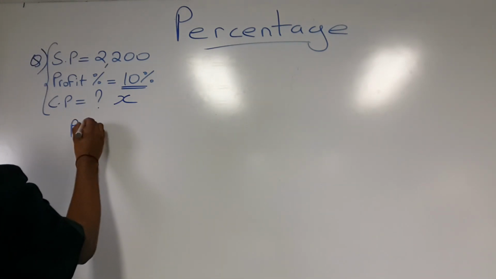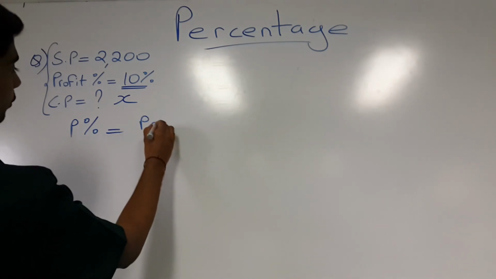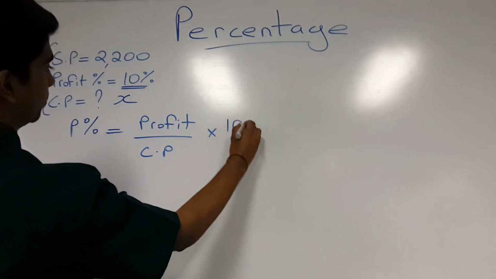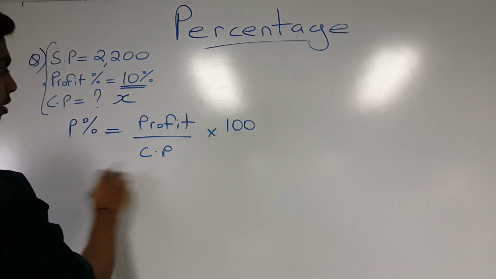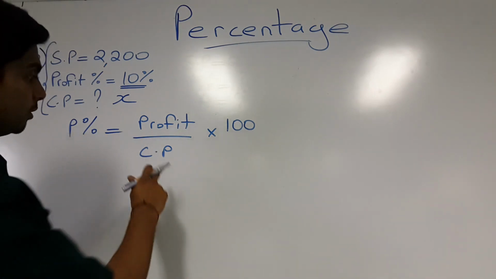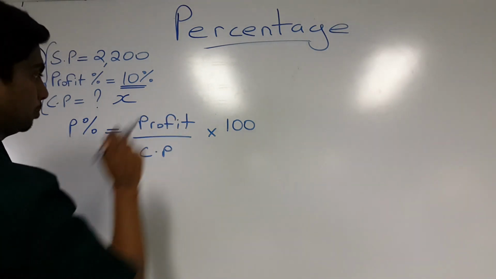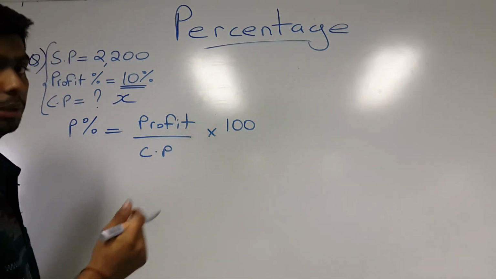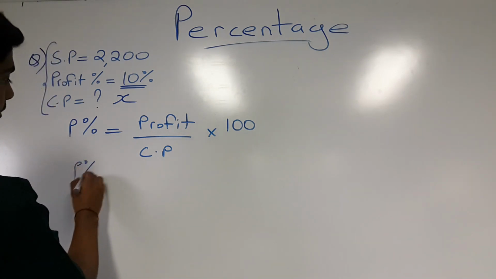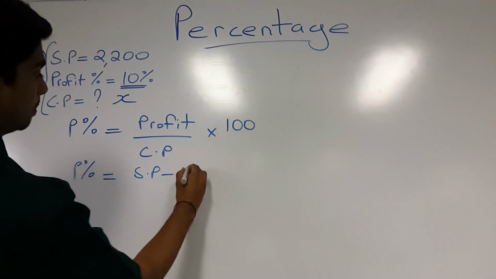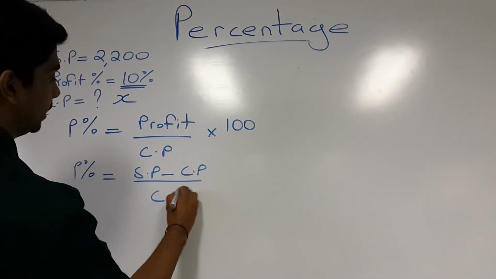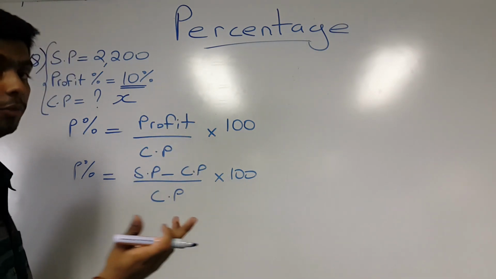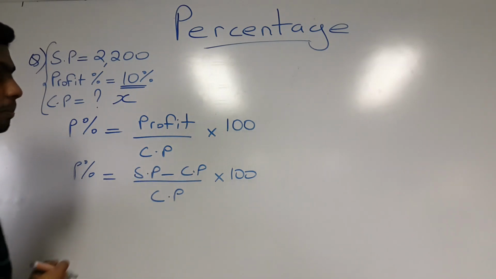From the formulas we know that profit percent equals profit over CP times 100. Now this is the formula of profit percent. Since we have to find CP, we also have to break this profit into something which has CP in it. And we know that profit is SP minus CP. So now the profit percent formula is equal to SP minus CP over CP times 100. What changed here is, instead of writing profit as profit, we just broke profit into SP minus CP.